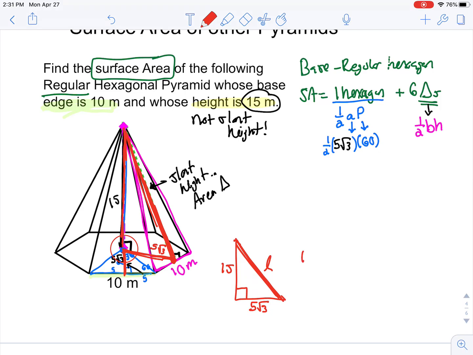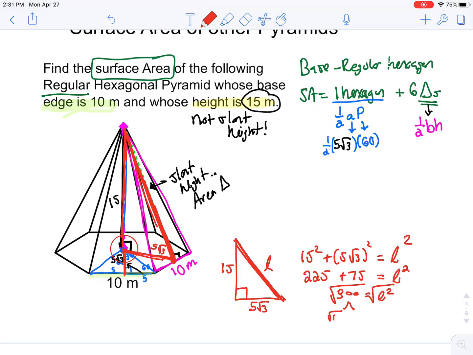And since I know 2 of the sides of this right triangle, I can plug these into the Pythagorean theorem to find that the slant height squared is 225 plus 75, that's 300. And I'm going to actually leave this in simplest radical form. If I take the square root on both sides, I can split this up into the square root of 100 and the square root of 3. So my slant height is actually 10 root 3.